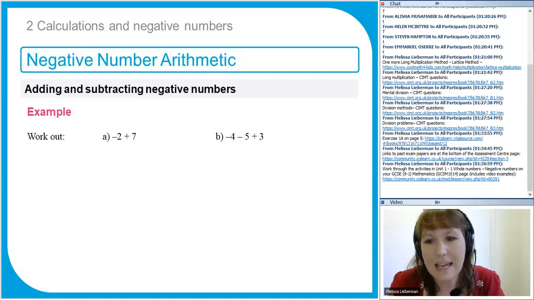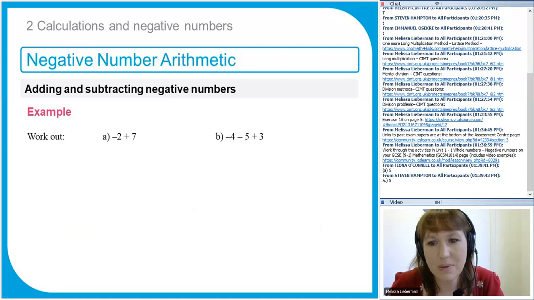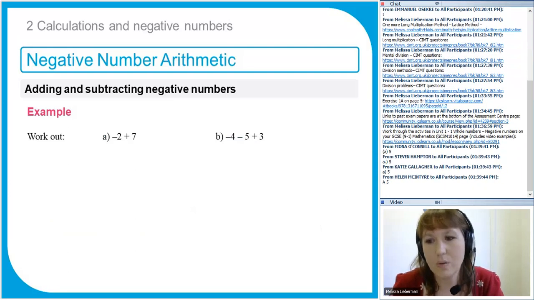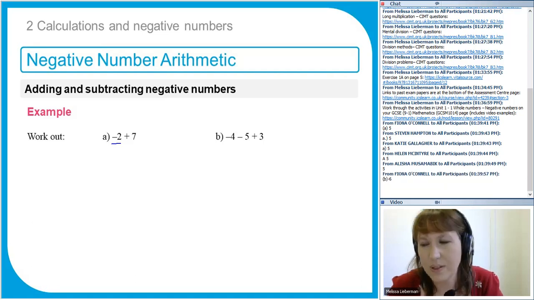So for part A, we want to work out negative 2 plus 7. What does that mean? How do we do it? Well, the number at the beginning is telling me my start point. So when we've got more than one number, it's important to identify the start point. So what this is saying is I'm starting at negative 2, and then I'm going up 7. So start at negative 2 and go up 7, or 7 jumps up.